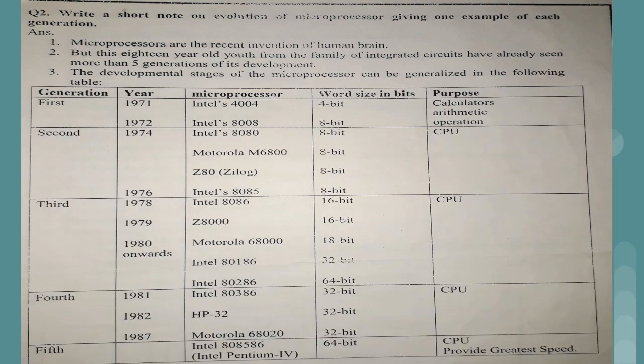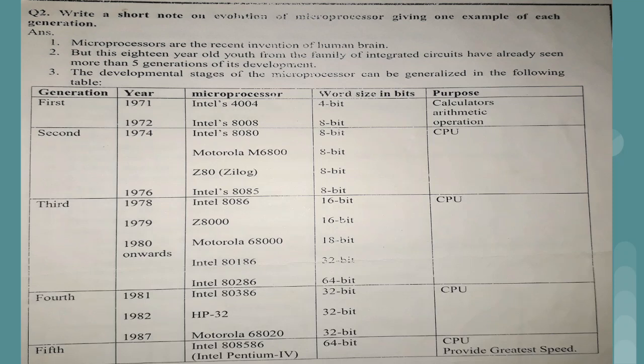We have a first generation computer also. That time also we had microprocessors. So for each and every generation we have different types of microprocessor. In the first generation, the microprocessor was developed by the Intel organization, the number of that processor is 4004, and it was invented in the year 1971. Its word size is 4-bit, meaning 4-bit data can be processed at a time.